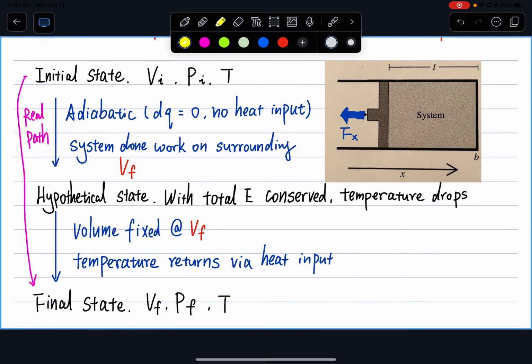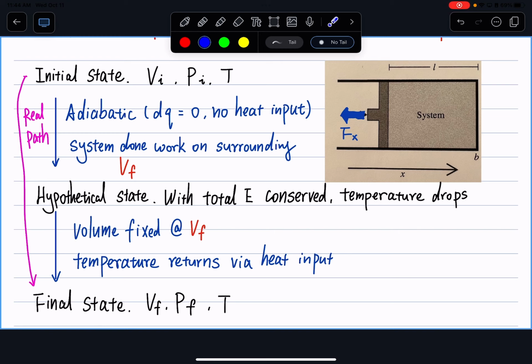Now, imagine what we have here as the initial state. You have it at some V initial, P initial, at some temperature T. And at the final state, we end up having V final, P final, and the same temperature. The temperature remains the same at all times.